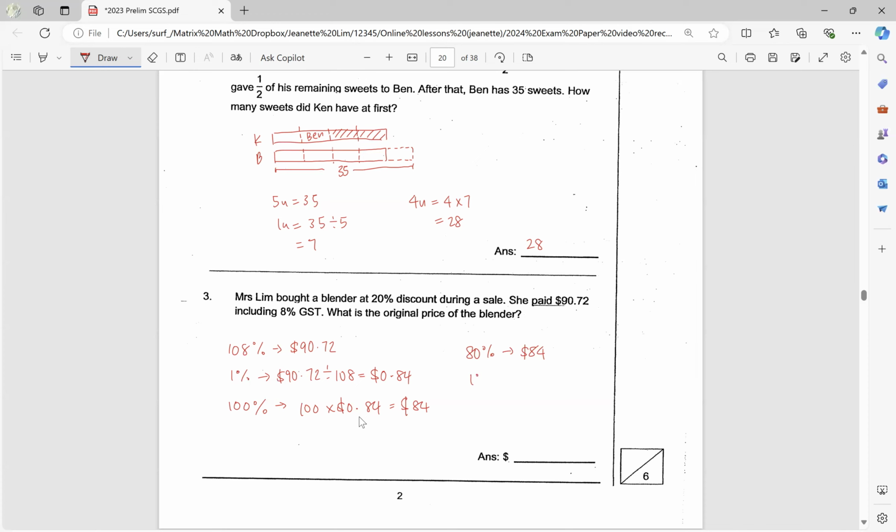So with the percentage discount, let's find 1%. Then the original will be 100%. So 84 divided by 80 is $1.05, then we times 100. So the answer is $105.